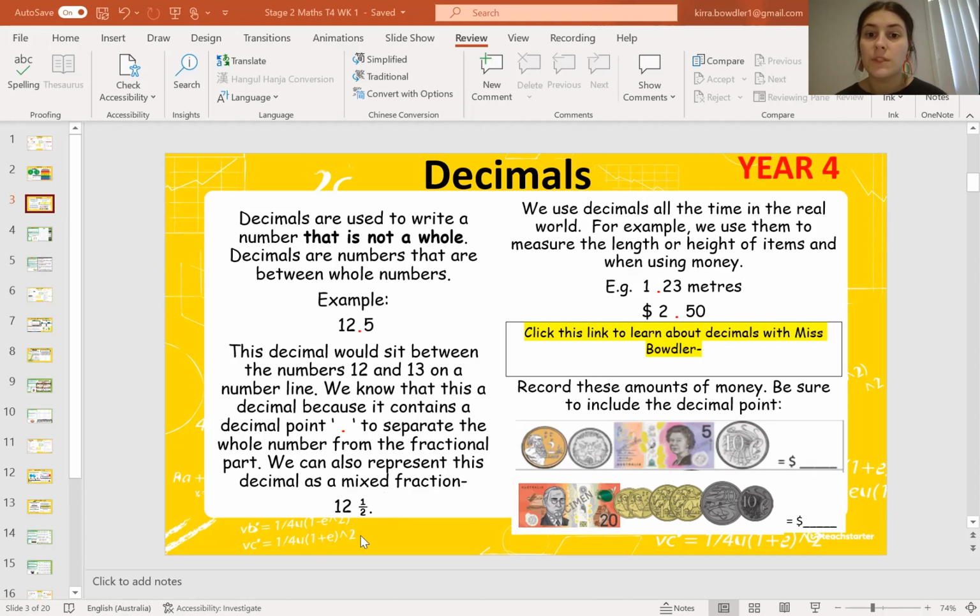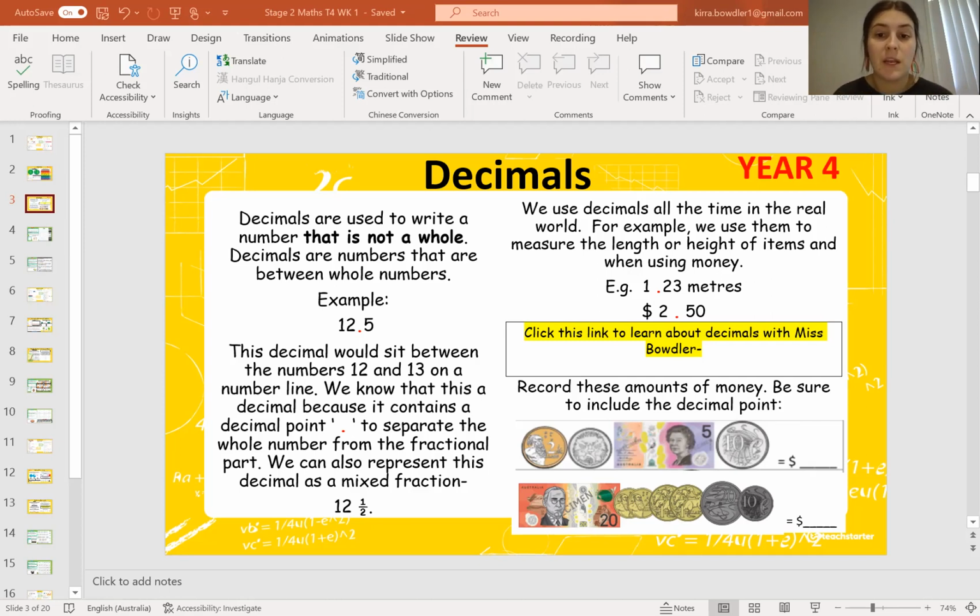We use decimals all the time in the real world. We use them to measure the lengths of things, the mass of things, and in money, just to name a few examples. The examples I've got here for you are 1.23 meters. We know this is a decimal because we've got 1 whole meter and then 23 centimeters. The same example here with $2.50: we've got 2 whole dollars and then 50 cents.